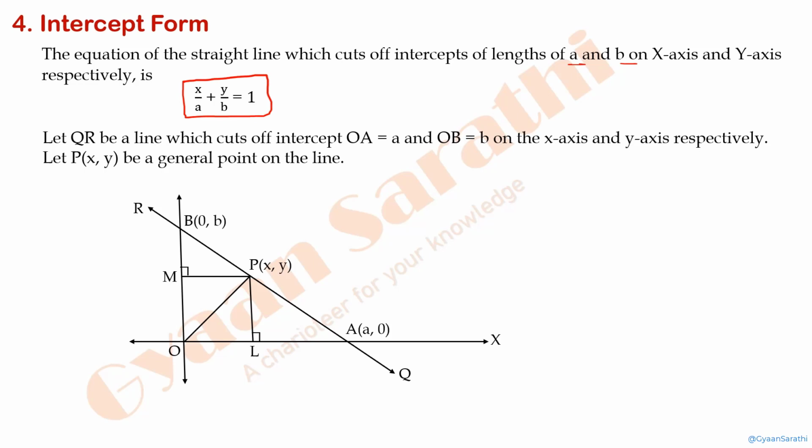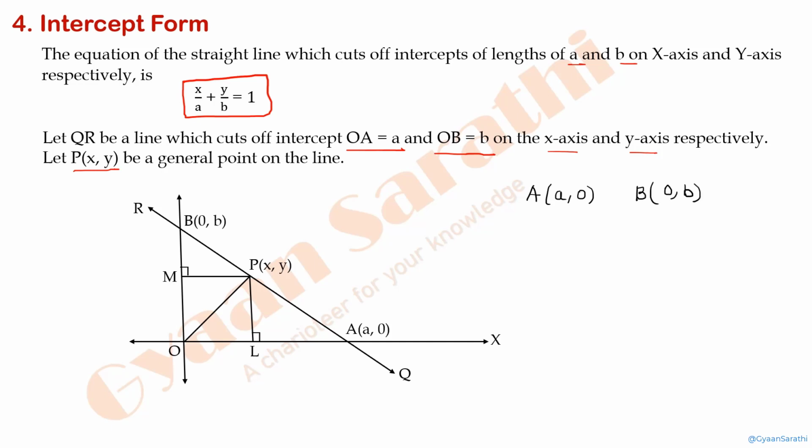So let us assume QR to be a line which is cutting off intercepts OA equal to small a and OB equal to small b on the x-axis and the y-axis respectively. Let P be any general point on this line. Now we have to find the equation of the line QR, and we have 2 points on the line, that is A, which is (a, 0), and B, which is (0, b).